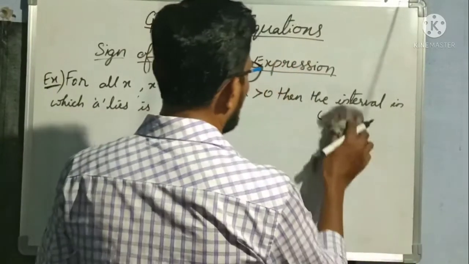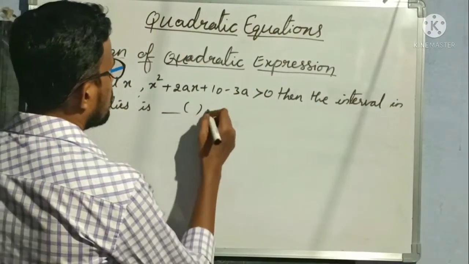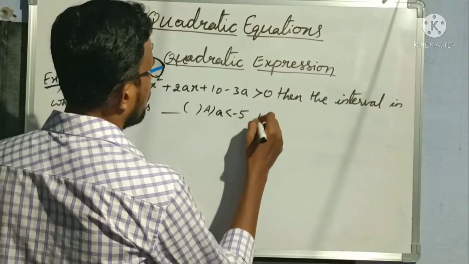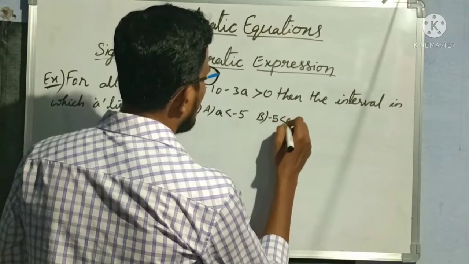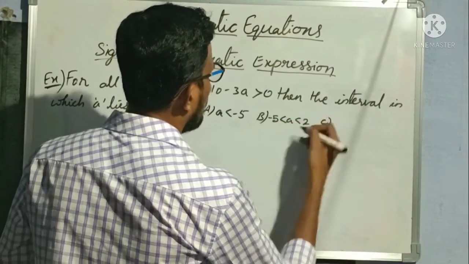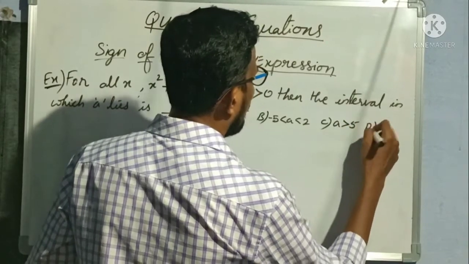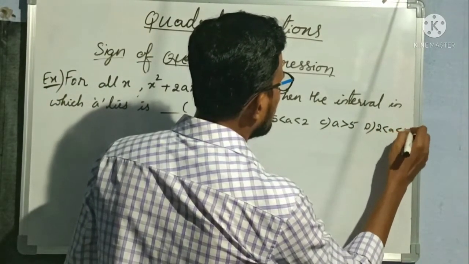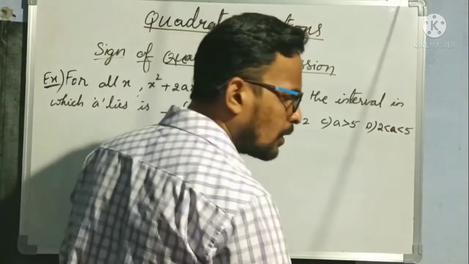Okay, and we are having our options also. Wait, let me write the options here itself, somewhat small because my board is not sufficient. So option A: a less than -5. Option B: -5 less than a less than 2. Option C: a greater than 5. And option D: 2 less than a less than 5. Okay. So now let us solve this problem.